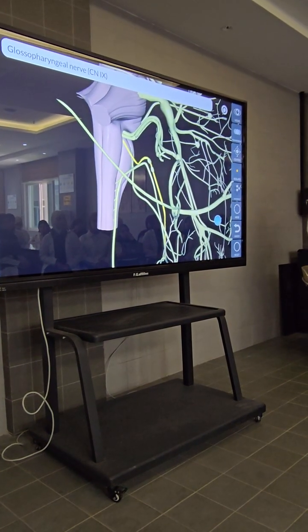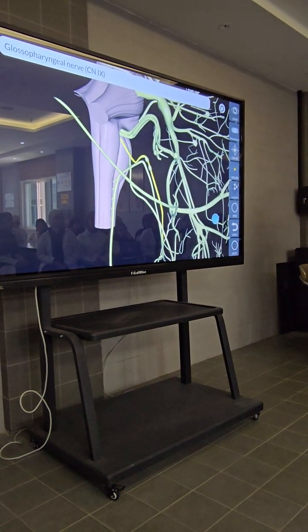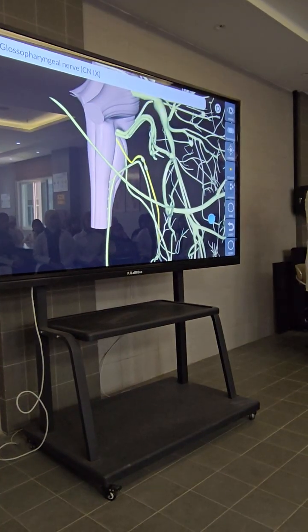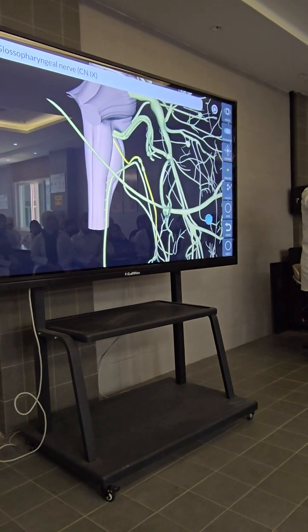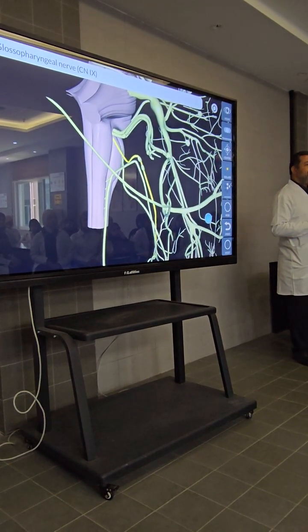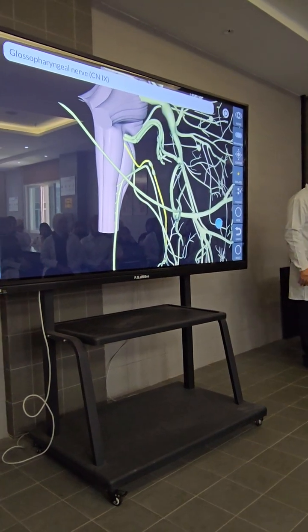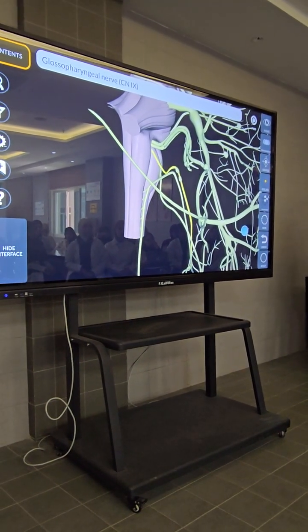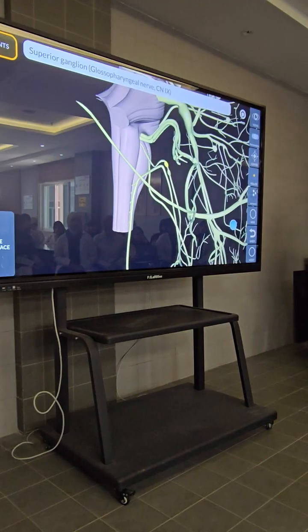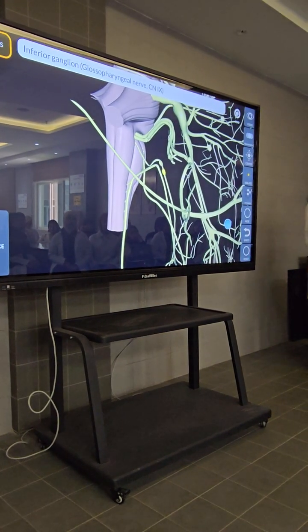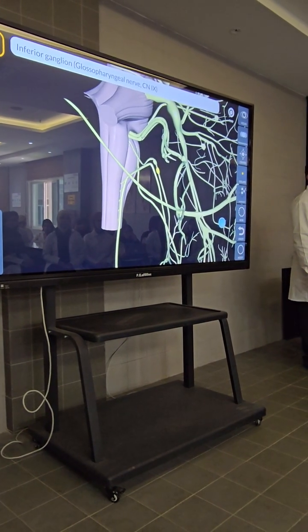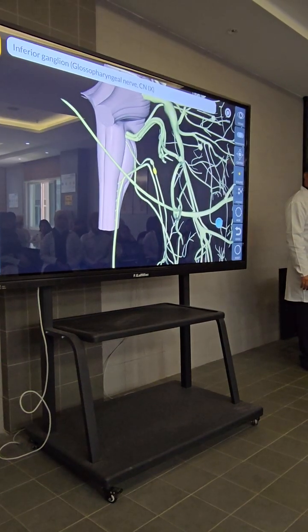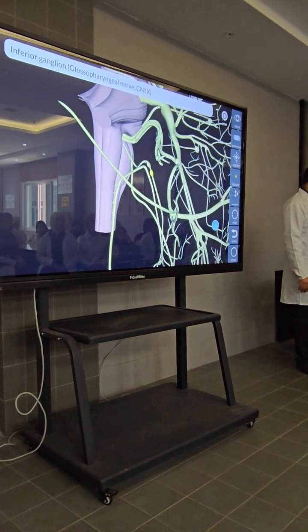You know that after the jugular foramen, these three nerves pass through the jugular foramen: number 9, number 10, and number 11. Inferior to the jugular foramen, there are two ganglia for the glossopharyngeal nerve, and the vagus nerve has two ganglia, superior and inferior ganglia.